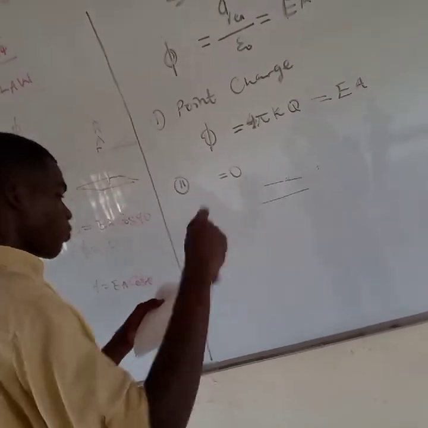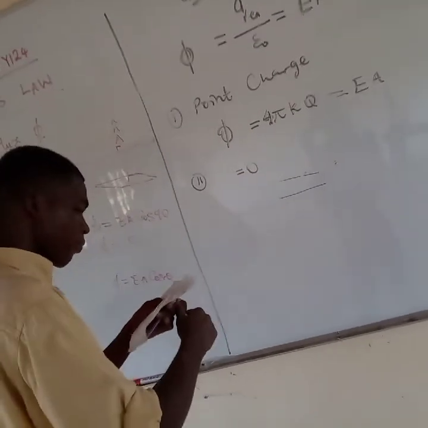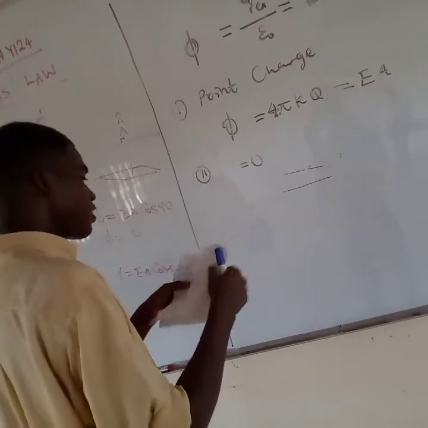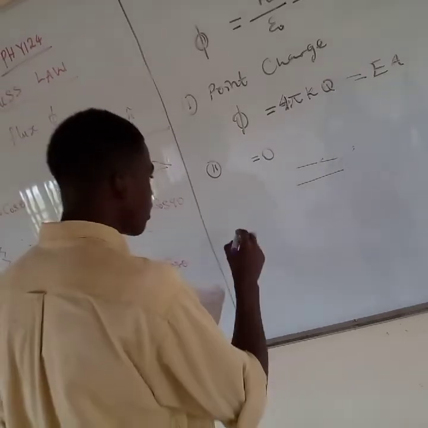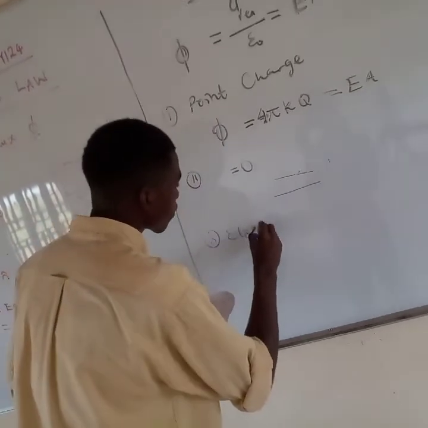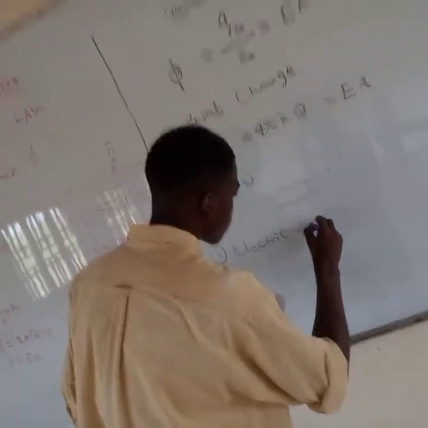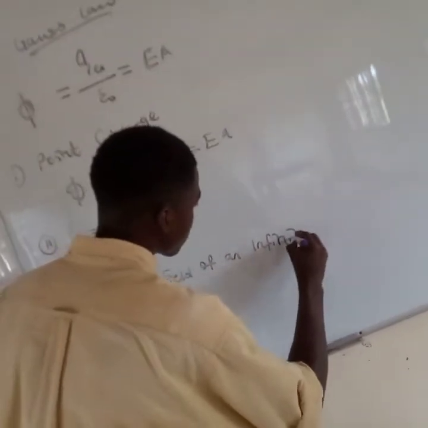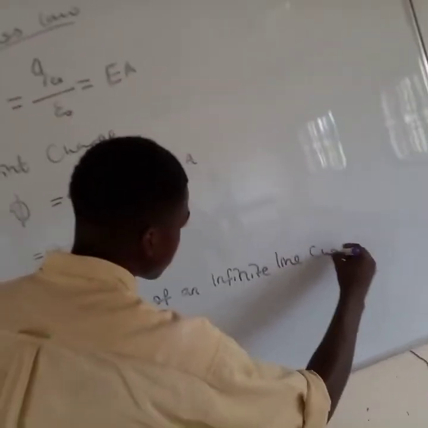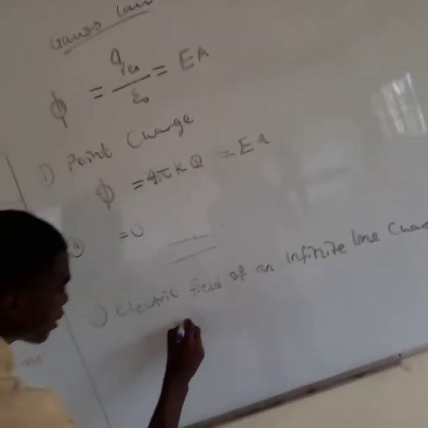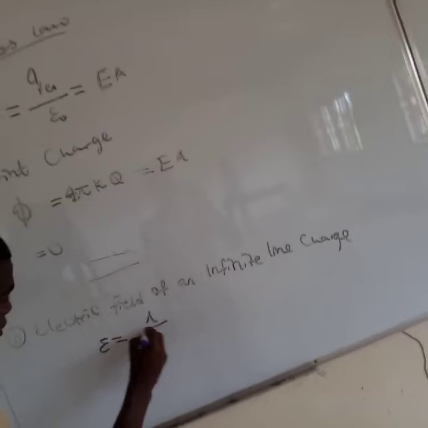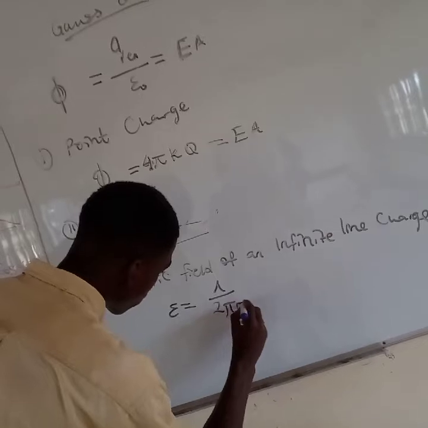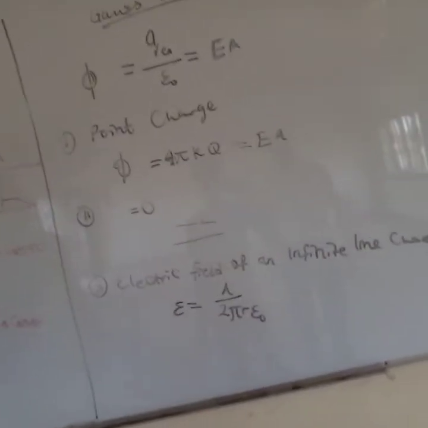And the third one here, I have summarized it. I will send the PDF if you want. The third one here is the electric field of an infinite line charge. Electric field of an infinite line charge E is given by lambda over 2 pi r times permittivity.